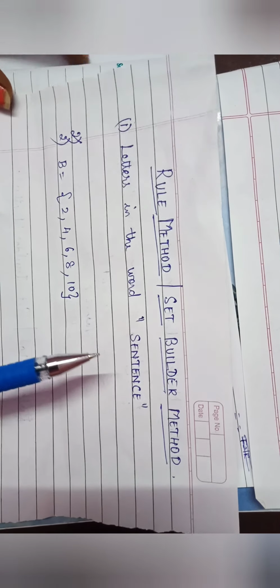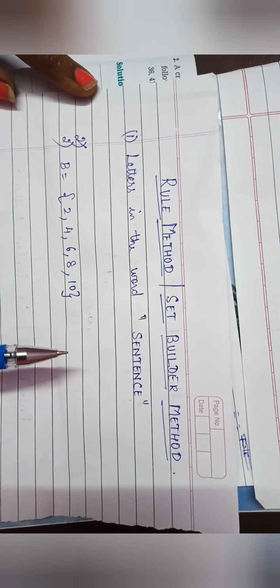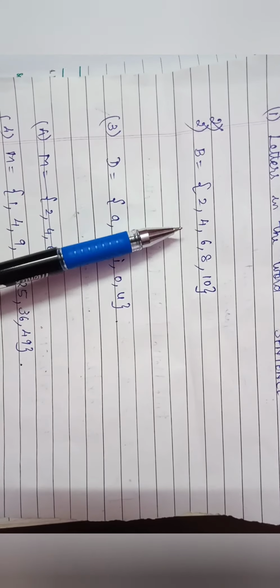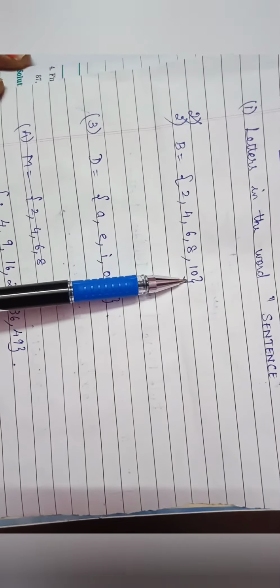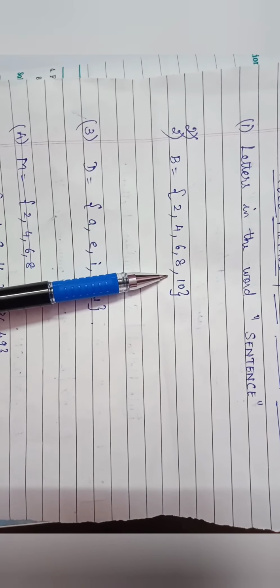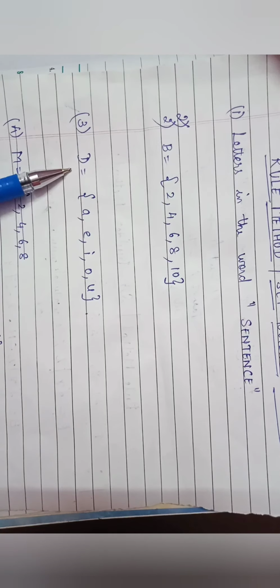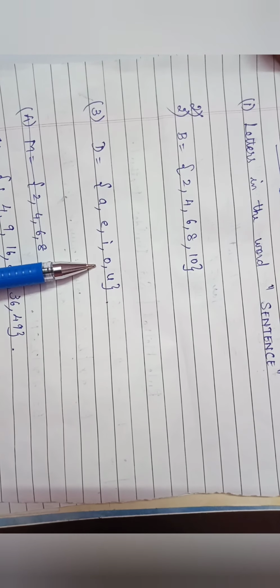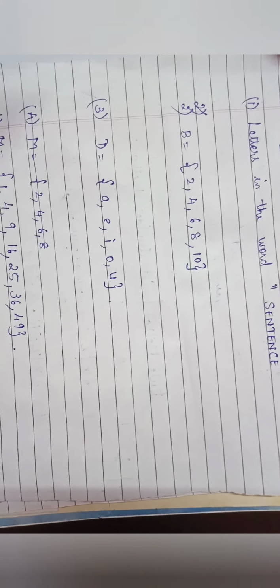Here all elements of the set have a common property. That means we need to identify the property. See here, we will look at this first: 2, 4, 6, 8, 10. As soon as you see these numbers, what do you understand? These are the even numbers, right? And next, if you see this one, A, E, I, O, U. What do you remember? These are all the vowels in the alphabet. This is the property we need to identify.